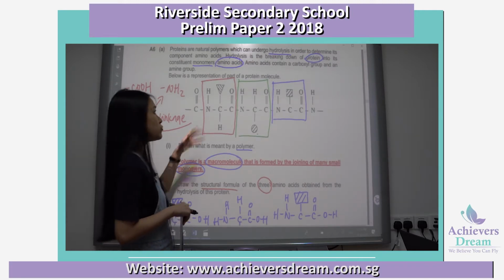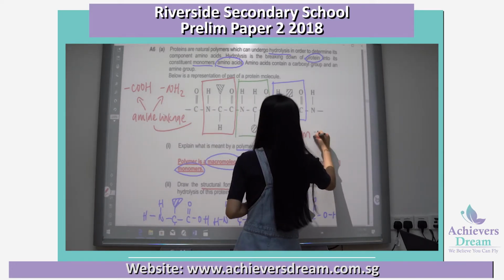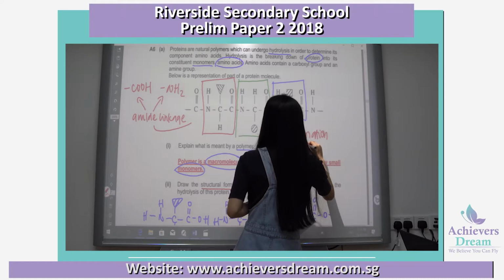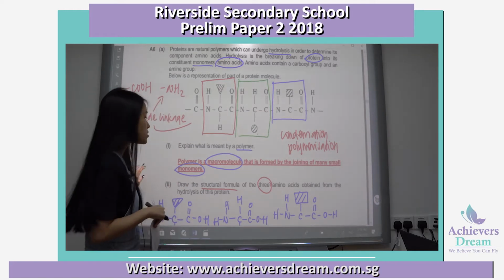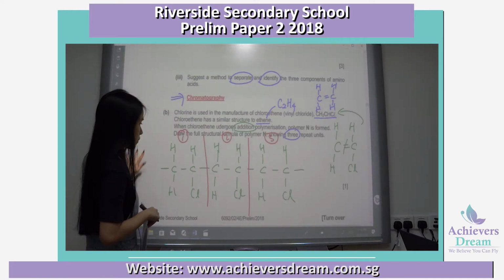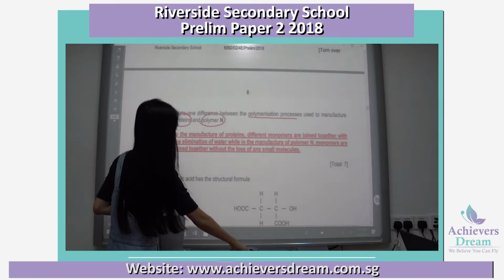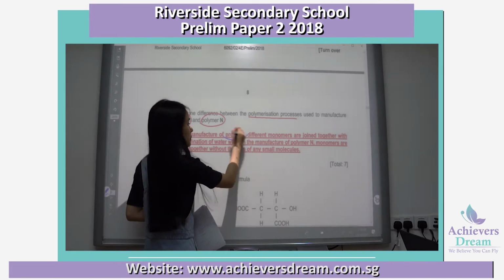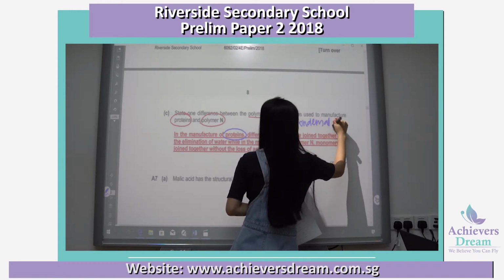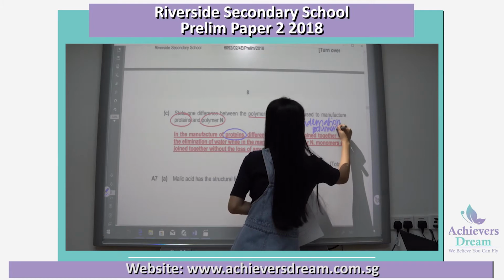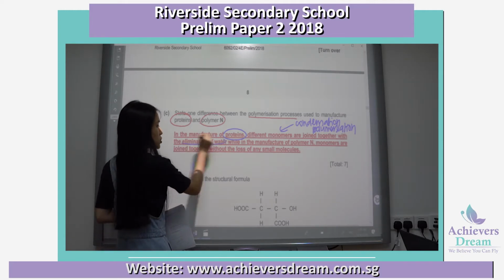When we want to form a large protein molecule, this is known as condensation polymerization. In the process of condensation polymerization, remember, small water molecules will be produced in order for us to connect the amino acids all together. Let's take a look at the answer. In the manufacture of proteins, different monomers are joined together through condensation polymerization. With condensation polymerization, always remember that small water molecules will be formed, the elimination of your water molecules.